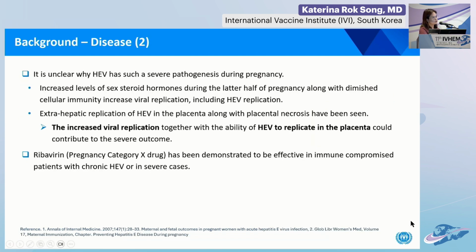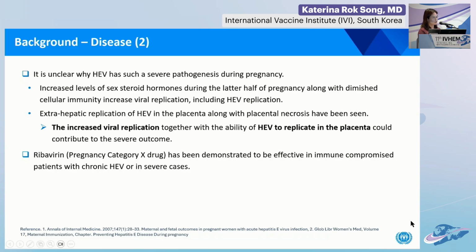It is still unclear why the virus has such severe pathogenesis during pregnancy. There are some suspicions. One is that sex steroid hormones increase during pregnancy, particularly in the latter part, and cellular immunity is decreased, so there is increased viral replication. There is other evidence of extrahepatic replication of the virus in the placenta. Both of these reasons contribute to the severe outcome among the pregnant.